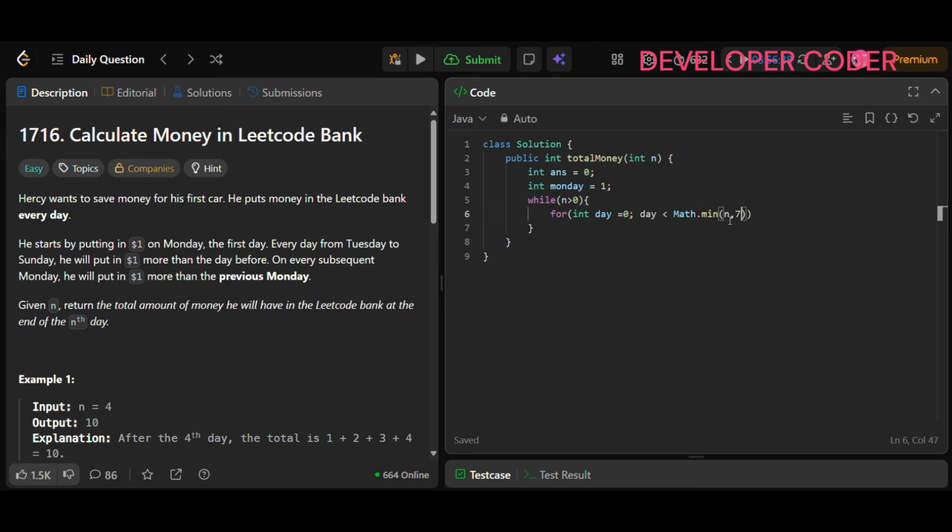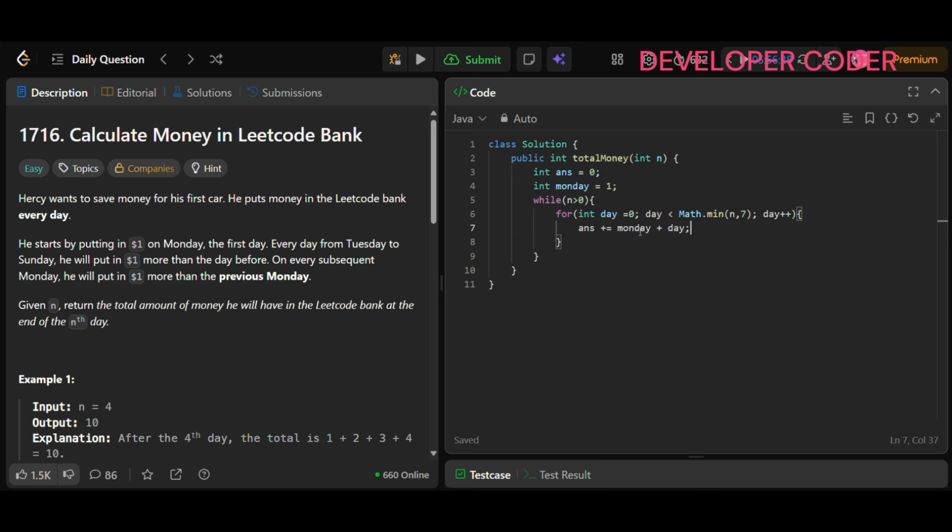So for 1 week there is one pattern like 1, 2, 3, 4, 5, 6, 7. And here day plus plus. So this is what I need to do in the loop. Inside this loop, I will simply update my answer. So answer is nothing but answer plus Monday, whatever value I have on Monday, and to that I will add day.